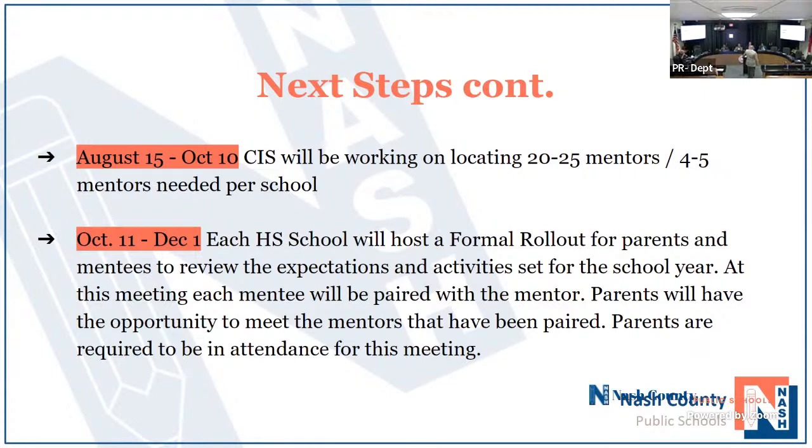October 11th to December 1st, each high school will host a formal rollout for parents and mentees to review the expectations and activities set for the school year. At this meeting, each mentee will be paired with their mentor. Parents will have the opportunity to meet the mentors that have been paired. Parents will be required to be in attendance at this meeting because this is when they will sign the application and review a lot of the materials and hear next steps for next semester.